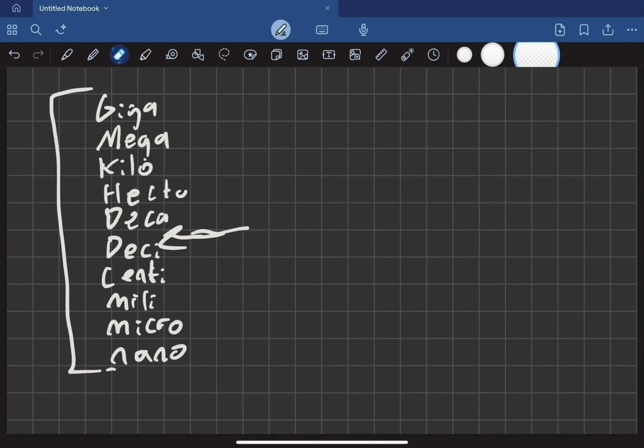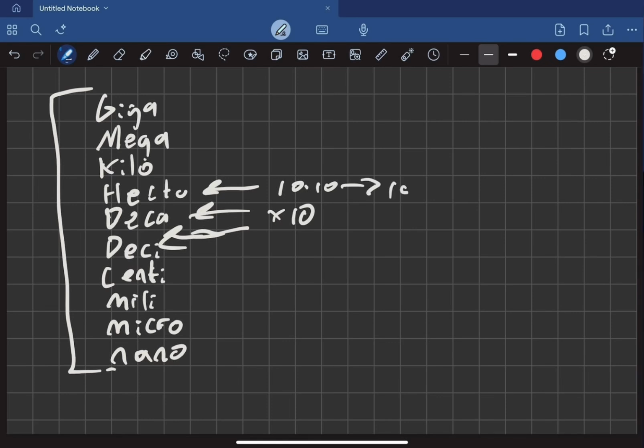So all this is saying is that if you go up to deca, you're going to be multiplying by 10. Hecto, you're multiplying by 10 twice, 10 times 10, which is just 10 squared. Kilo, 10 to the third. Mega, you jump up to 10 to the sixth. And giga, you jump up to 10 to the ninth.